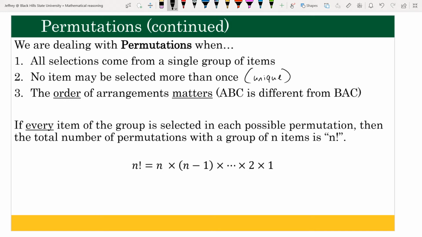So one of the formulas we have for a permutation is the following. If every item in the group is selected, so in the last example, if we were to select all 4 homeworks, we can write that as 4, and then we use this symbol, which some of you may know as an exclamation point, but in this class we're going to actually say that this is a factorial. So 4 factorial means we're taking 4 times 3 times 2 times 1, and that's the number of ways of arranging all 4 items in some particular order.